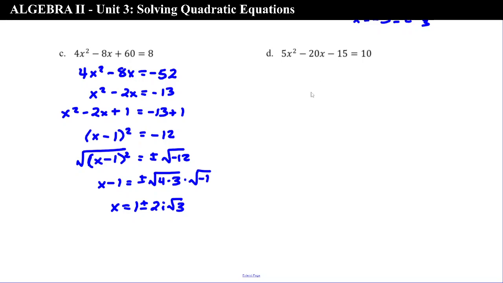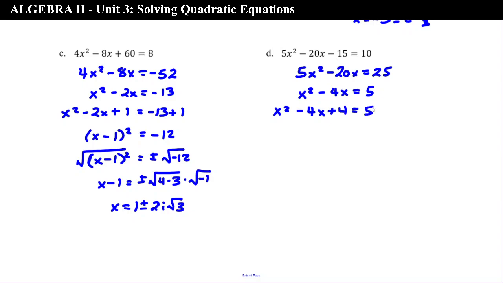And then in our last example here, we have 5x squared minus 20x. Add 15 to each side. That gives us 25 on the right. Then we're going to divide everything by 5. So that gives us x squared minus 4x equals 5. We're going to complete the square. So we got x squared minus 4x. 4 divided by 2 is 2. 2 squared is 4. And we've got to add 4 to this side as well.